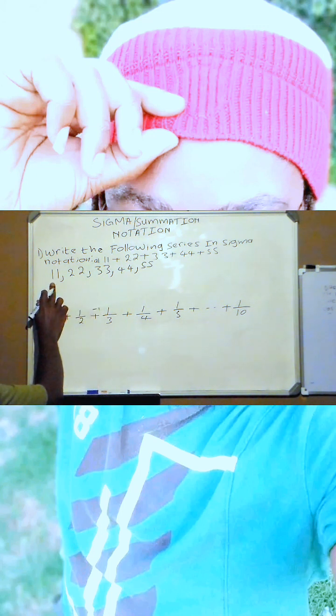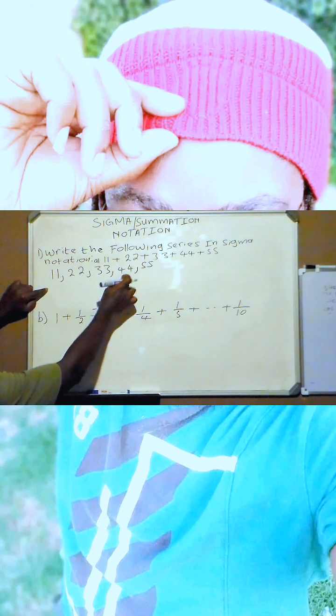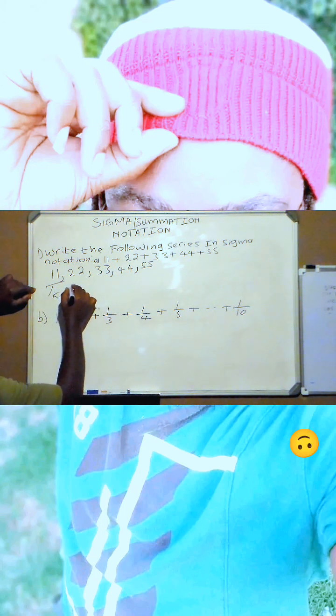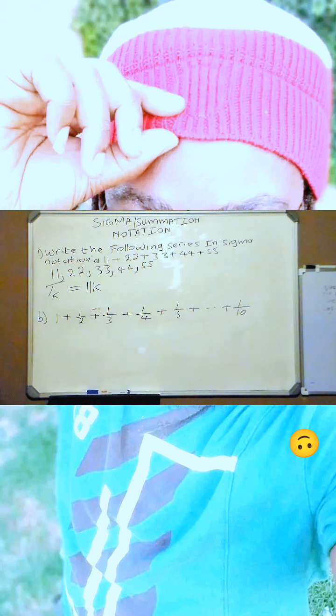We can tell from this that this is an arithmetic sequence, right? But again, we can see a pattern here. To get the second term, it's the first term multiplied by 2. To get the third term, it's the first term multiplied by 3. The fourth term, we multiply the first term by 4. The fifth term, we multiply the first term by 5. So we can conclude and say that the general term of this sequence can be t_k equals 11 multiplied by k, right? So this gives us what? The general term of the sequence.